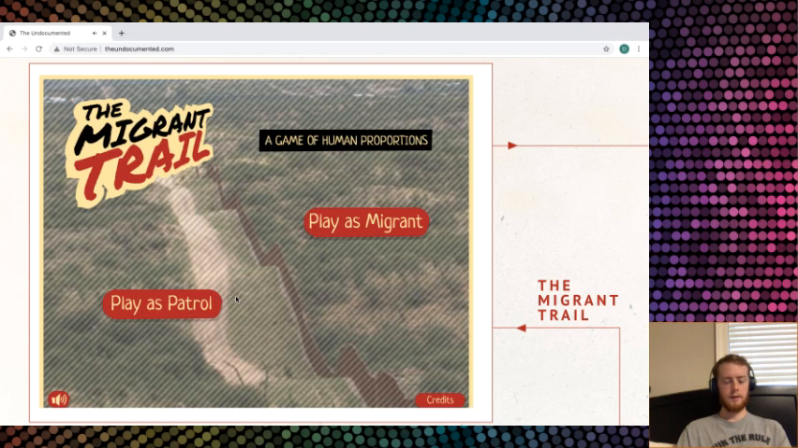So the goal of this game is not really just to win or just to make it through. It's more about the experience, the message this game is trying to give us, trying to teach us about immigration and some of the hardships that people face as they migrate from Mexico to America.